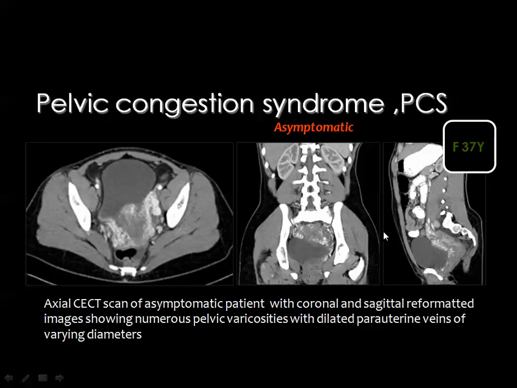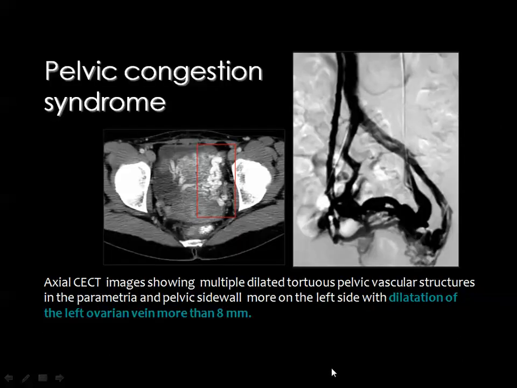And this is another example. You see dilated veins. This is seen many times in clinical practice, and I didn't find an explanation for this appearance before I knew that this is the pelvic congestion syndrome, and you know that many of these patients are usually asymptomatic.